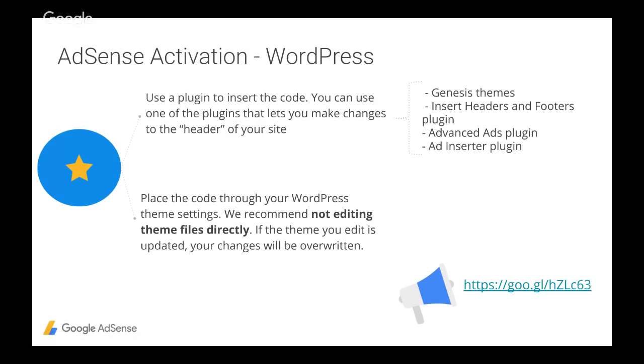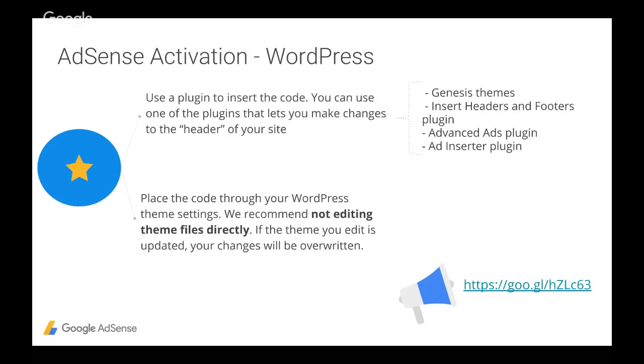So I think it'd be good to cover off how we might do this in WordPress. To be honest, you have two options with WordPress in terms of how to get ads on AdSense on your WordPress site. The first one, the recommended way, is to use a plugin to insert the code. There's a variety of different plugins you can use that allow you to make changes to the header of your site. We've listed some on the right hand side.